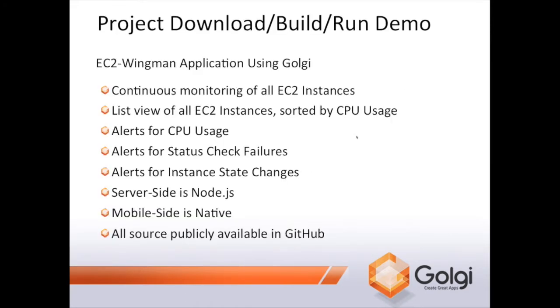So now we move on to the demonstration portion of things. I'm going to show you how to build and run and set up a demonstration application we built called EC2 Wingman. It's a mobile application, very handy for mobile developers if they've got any EC2 instances running in Amazon. It provides continuous monitoring of the instances, gives you a list view of all the instances based on CPU usage, and will send you asynchronous alerts for things like CPU usage, status check failures, instance state changes, just so that you can keep on top of things happening unbeknownst to you within your EC2 system.